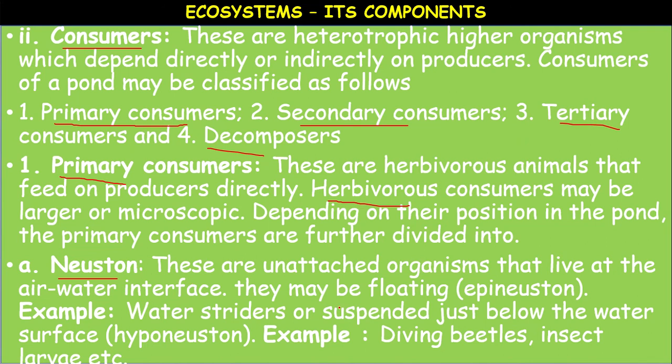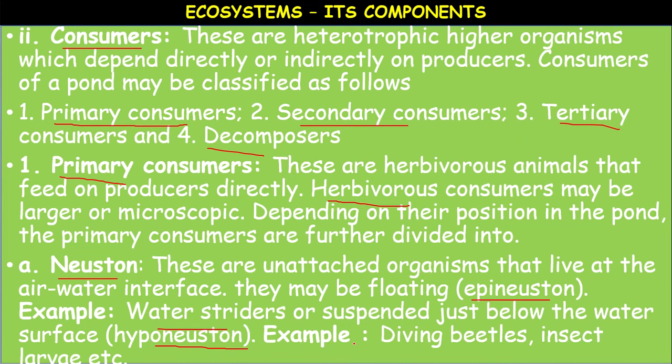If the Neuston organisms are floating, they are called epineuston. Example, water striders. If the Neuston organisms are suspended just below the water surface, they are called hyponeuston. Example, diving beetles, some insect larvae. See, this vocabulary is very important, children.